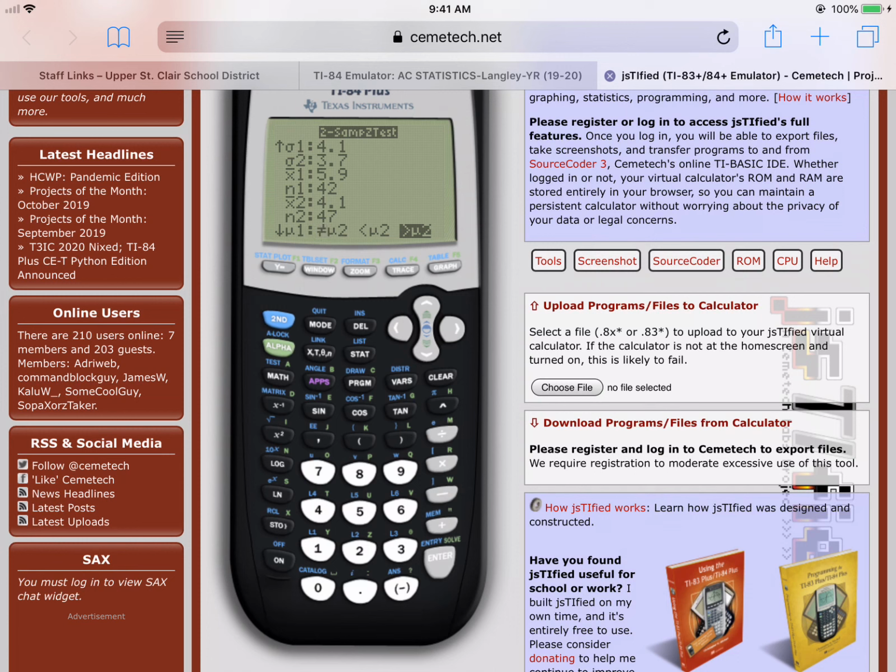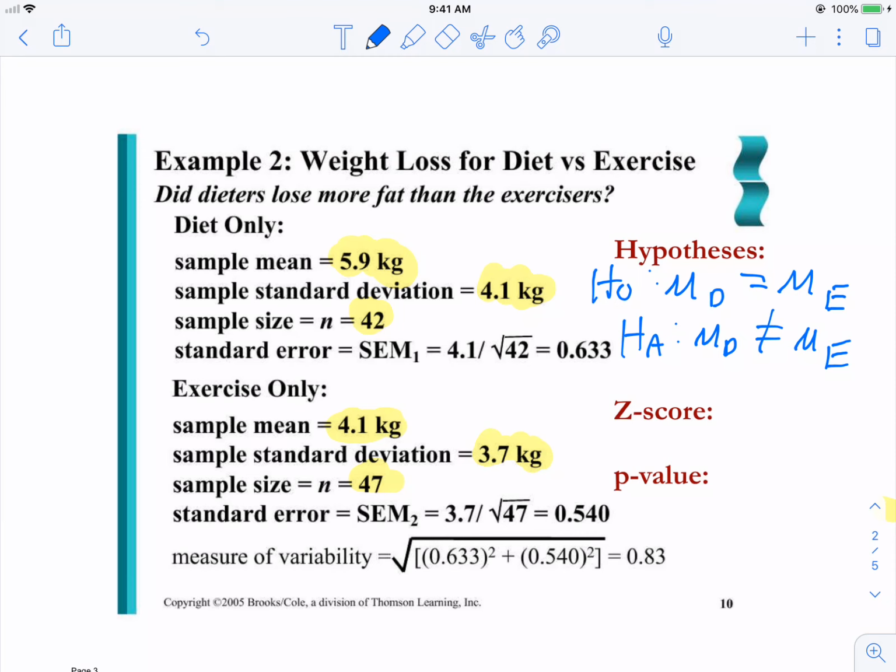Last thing, these are giving us a two-sided alternative hypothesis, so we want to make that mu1 is not equal to mu2. And now we can go down to calculate, and we get our z-score and our p-value that we see right there. So we'll take this back to our other screen. Our z-score was 2.16, so we're 2.16 standard deviations away from the center of this normally distributed set of differences. And our p-value was 0.03, which is less than 0.05.